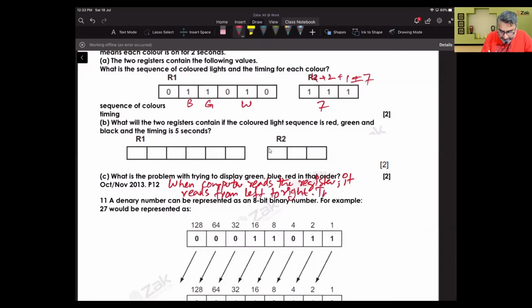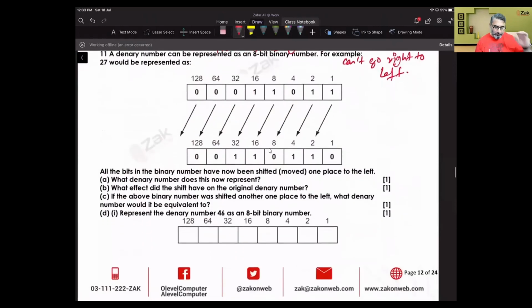That is red, blue, green, and cannot go right to left. That is actually the problem. What is the problem? So I have defined that when the computer reads the register, it reads from left to right, that is red, blue, green, and cannot go right to left, meaning it cannot read green first and then blue and then red. Get the idea? So now move on.